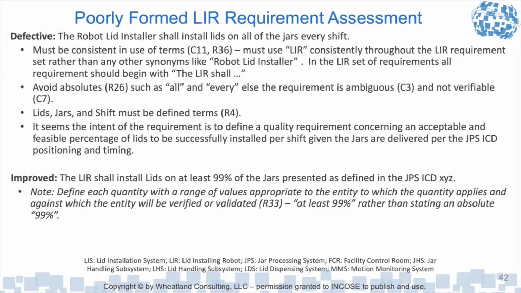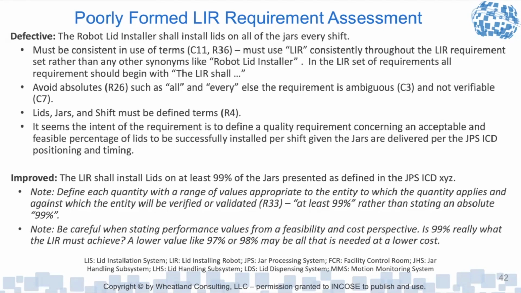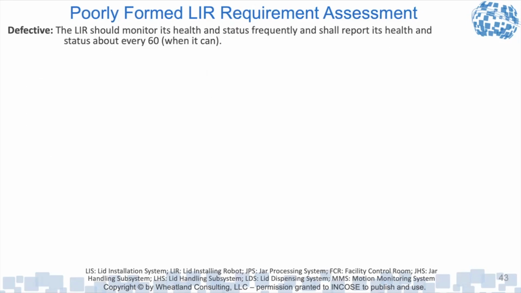So why do I use at least 99% rather than stating an absolute value of 99%? Also note that we need to be careful when stating performance values from a feasibility and cost perspective. Is 99% really what the LIR must achieve? A lower value like 97% or 98% may be all that is needed at a lower cost.